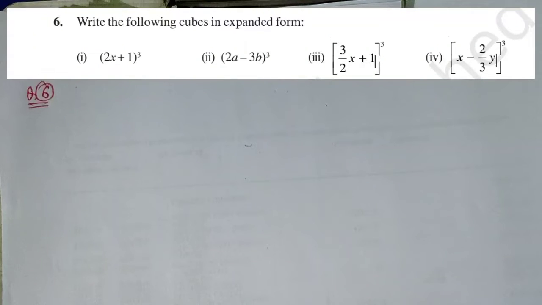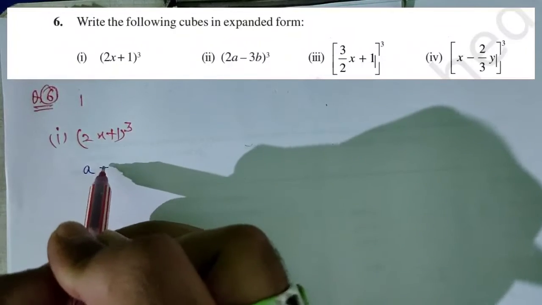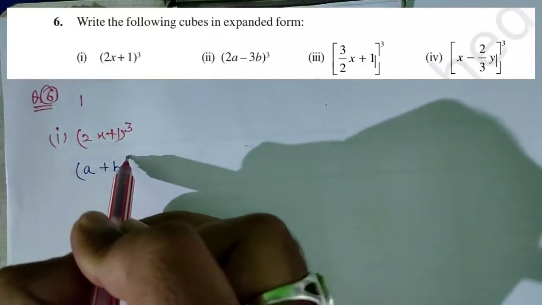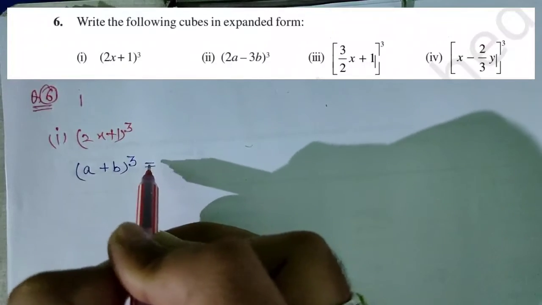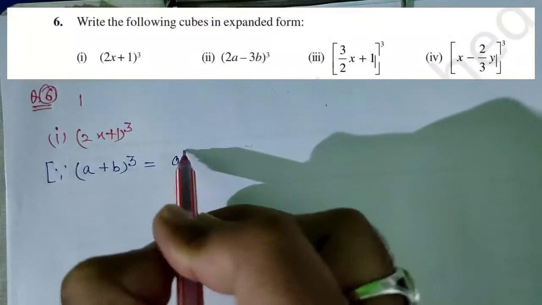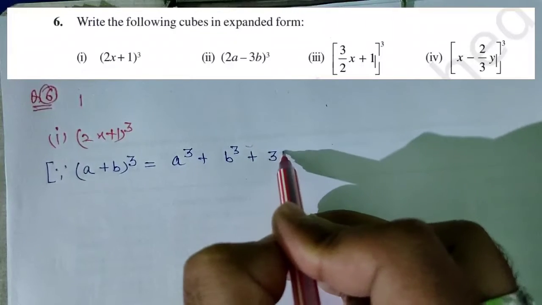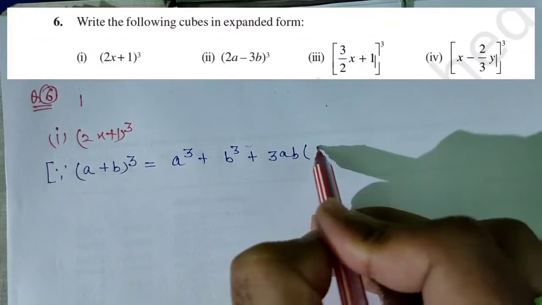Now we are doing class 9th exercise 2.5. Question number 6. It says write the following cubes in expanded form. 2x plus 1 whole cube, the first part. A plus b whole cube. This algebraic identity we have to apply. This expansion is a cube plus b cube plus 3ab into a plus b.